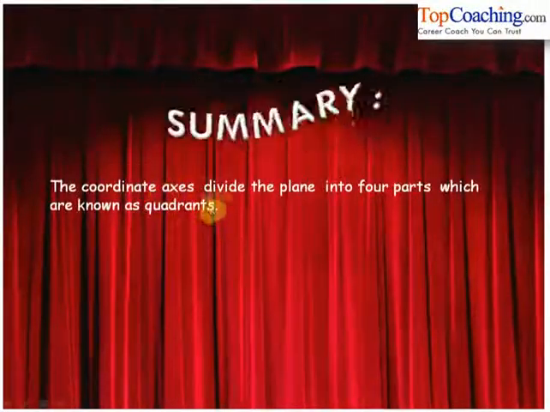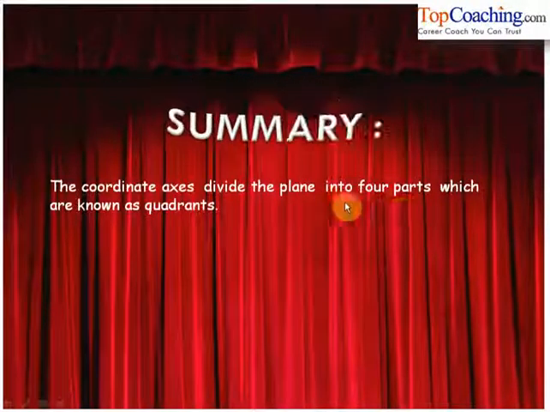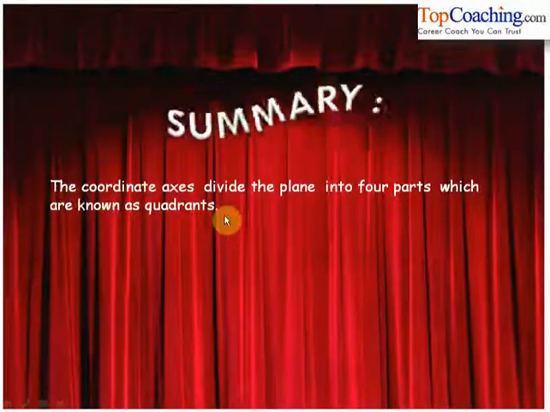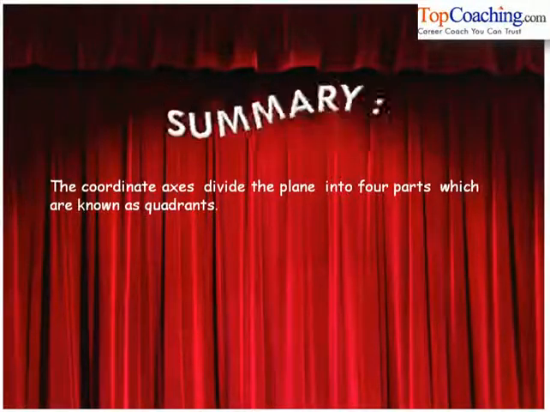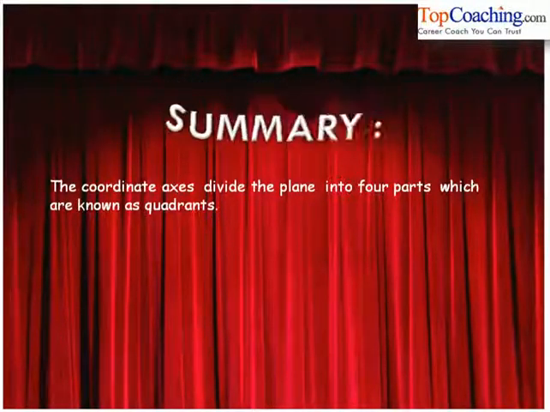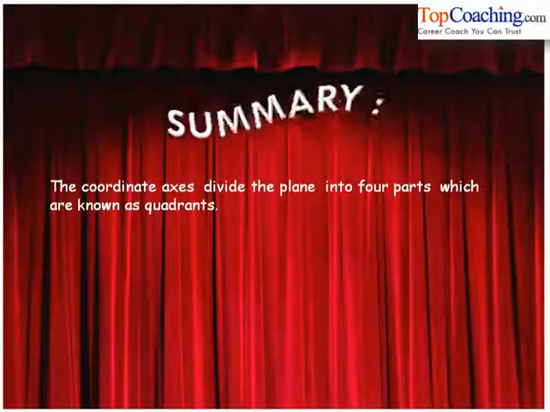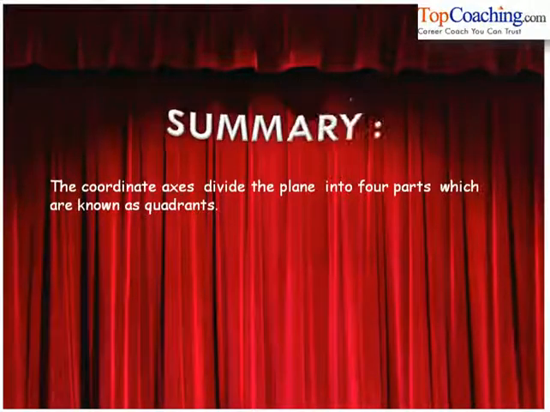The coordinate axes divide the plane into four parts, each of which is known as a quadrant. So we see that we have a plane and the x-axis and the y-axis. These two perpendicular lines divide this plane into four parts, and each of these four parts is known as a quadrant.